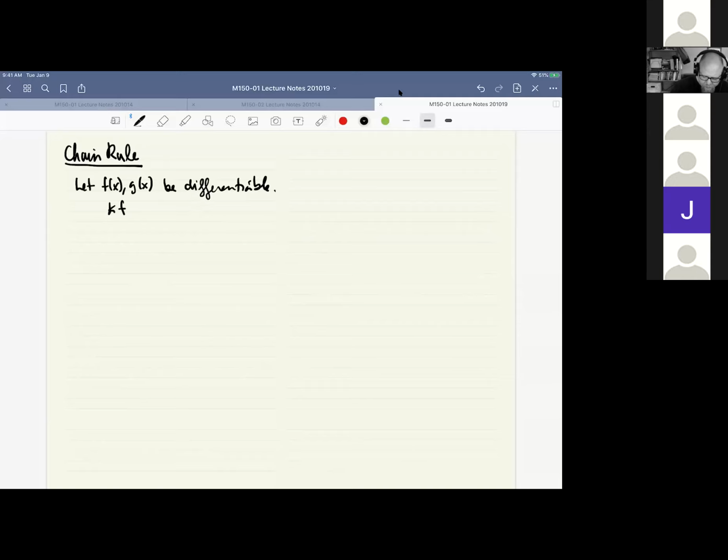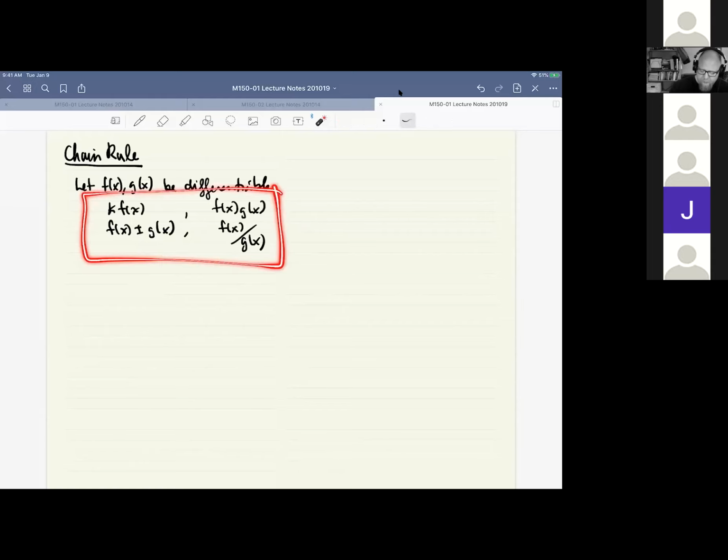And the rules we saw told us how to differentiate new functions made out of them, like a constant times a function, or the sum or difference of two functions, or the product of the two functions, or the quotient of the two functions. So we have rules for differentiating these new functions based on the derivatives of these old functions. But the one way to combine functions we haven't talked about yet is composition.